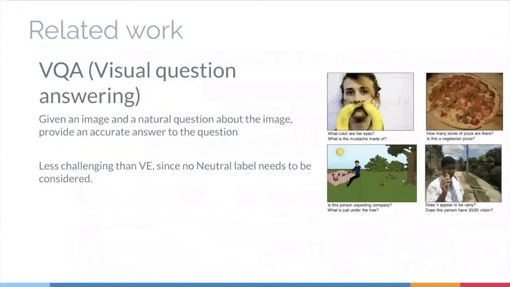Next, I'll talk about some of the related work. One work similar to VE is VQA, which is short for visual question answering. The task of VQA is that given an image and a natural question about the image, we need to provide an accurate answer to the question. It is usually less challenging than VE because no neutral label needs to be considered.